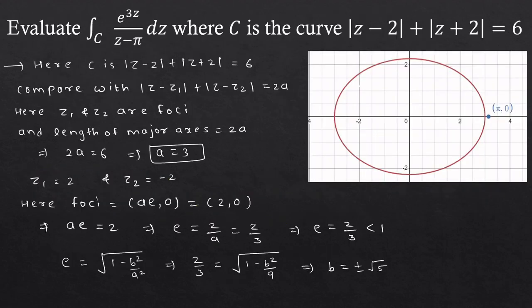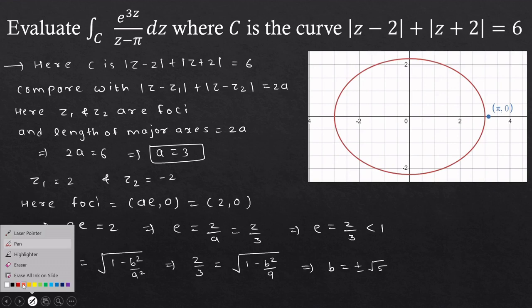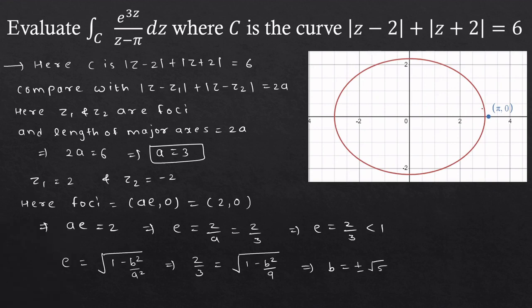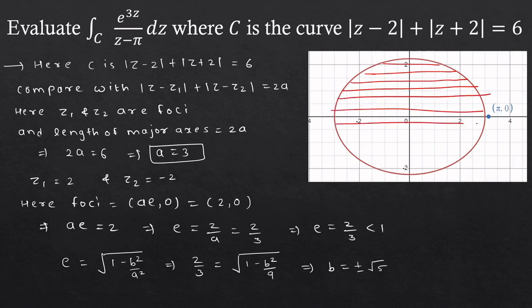Now look at the graph here. Here the singular point of f of z is pi comma 0, right? Which lies outside C, correct? That means in this C, my function is analytic everywhere, correct? And my function is analytic on the boundary also, right? Okay.